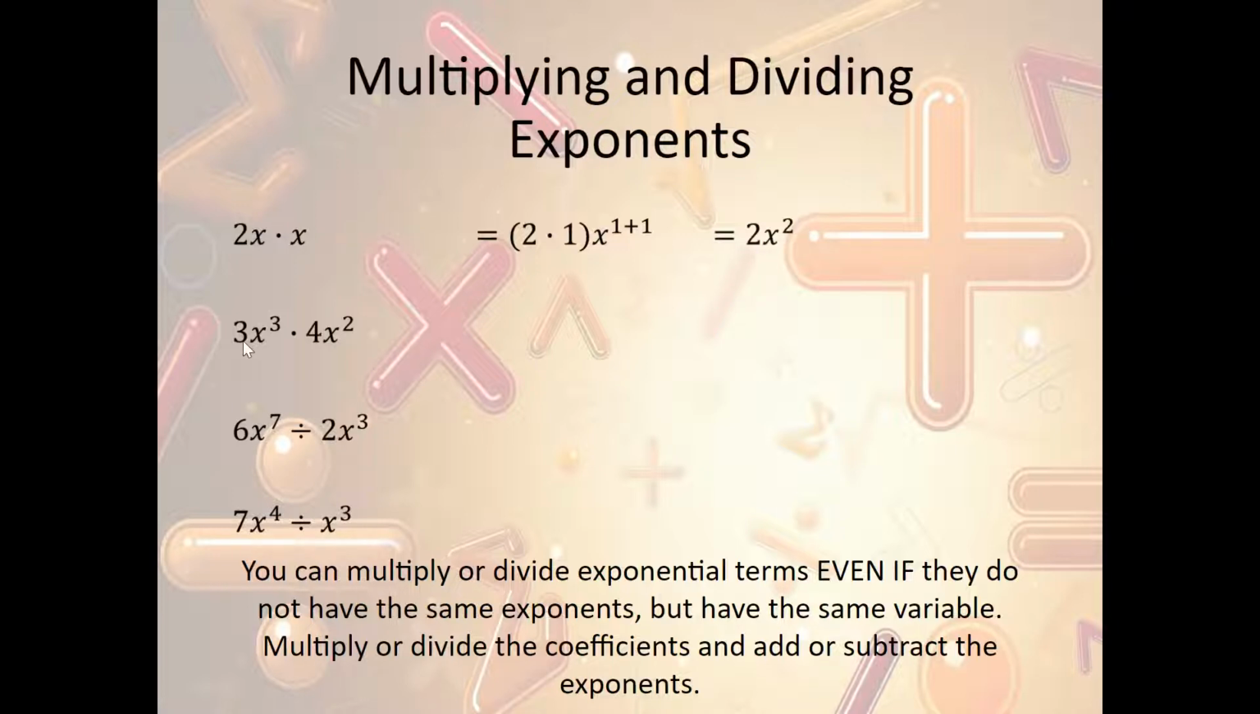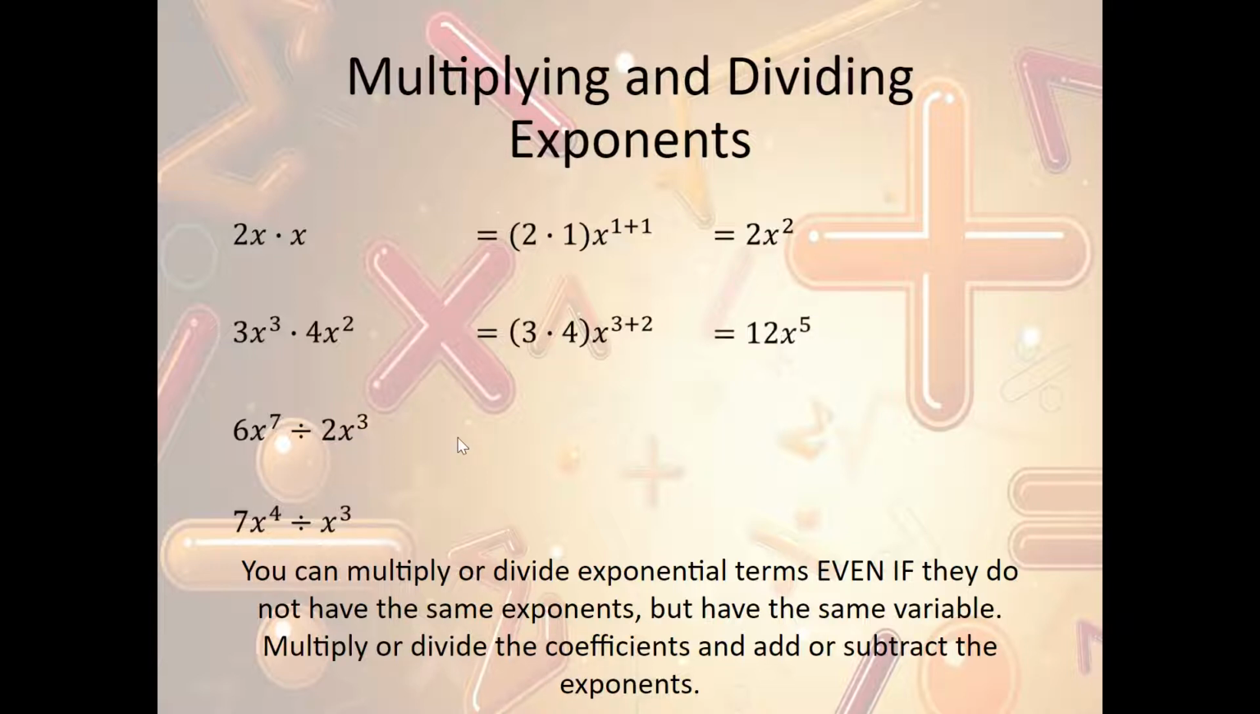So let's look at another example of multiplication. We have 3x cubed times 4x squared. With this one, again, we're going to multiply the coefficients, so 3 times 4, and we're going to add the exponents, so 3 plus 2. We end up with 3 times 4, which is 12x, and 3 plus 2 is 5, so we get 12x to the fifth power.